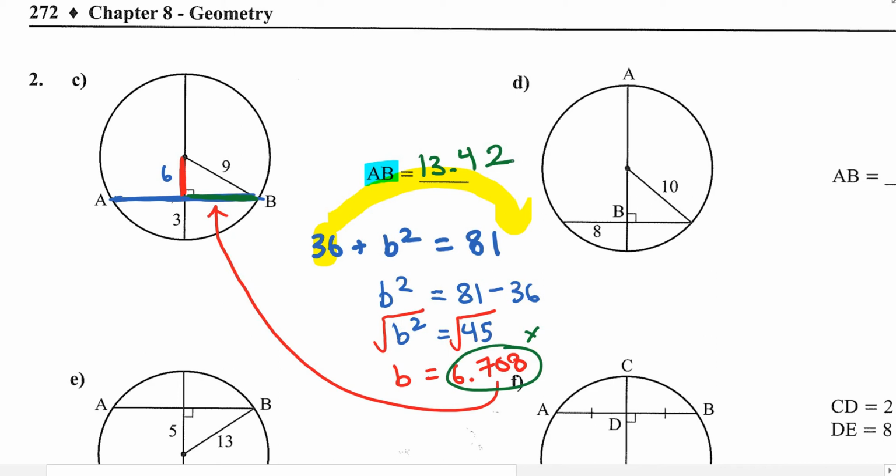So a little bit of the Pythagorean theorem there, and then we can just double it up because, based on one of the theorems in the lesson, we know that this length and that length are equal. Okay, let's move on to letter D now.